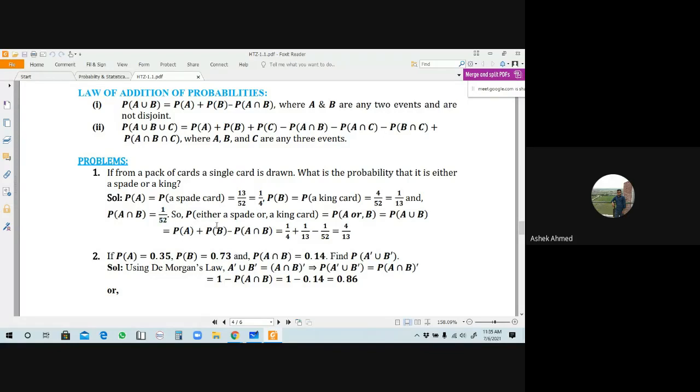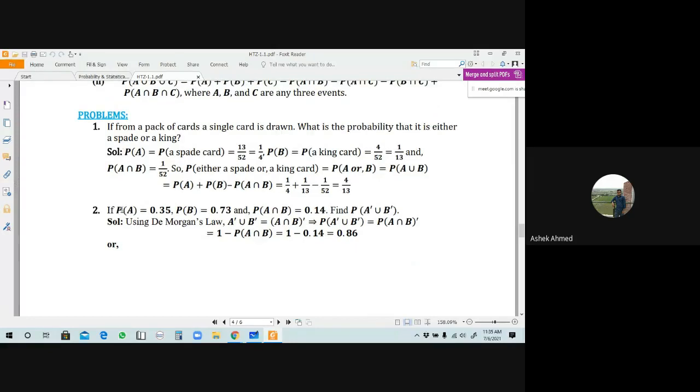Understand? So the probability of either a spade or a king card, যেহেতু ইউনিয়ন ইউজ করতে হবে, ওকে, so we know that the value is probability of A plus probability of B minus probability of A intersection B, that I have already discussed here. Understand? Yes, sir. Okay. So this will be here. Now we'll discuss the next problem here.